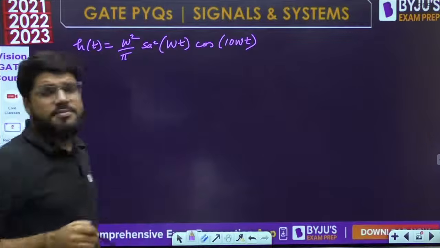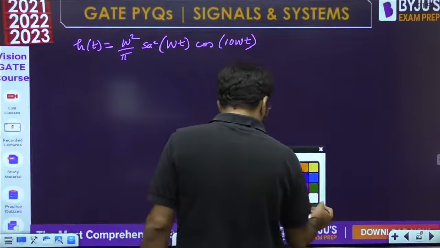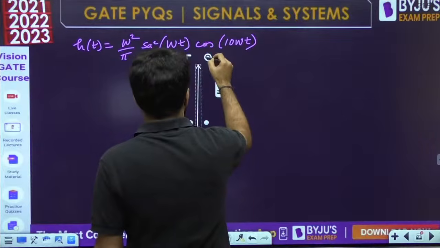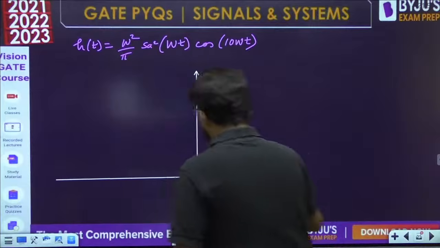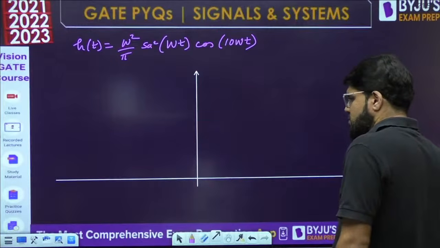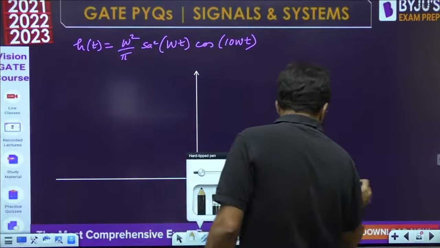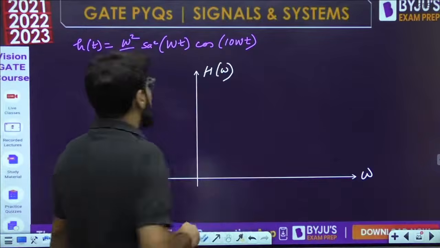Okay, now the signal is multiplied by cosine, so I will apply the modulation theorem and draw its spectrum. The Fourier transform of the impulse response is known as the frequency response of the system. So I am now in a position to obtain the h omega, that is the frequency response.